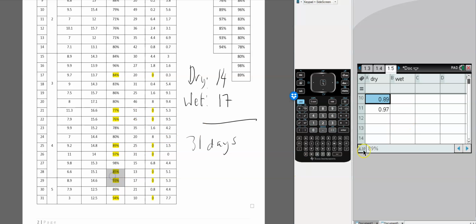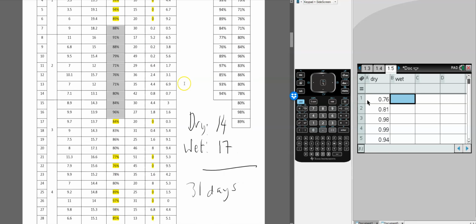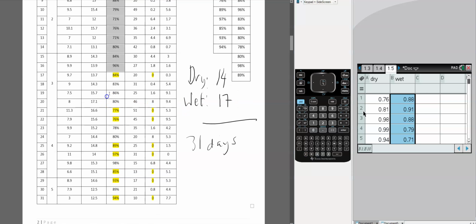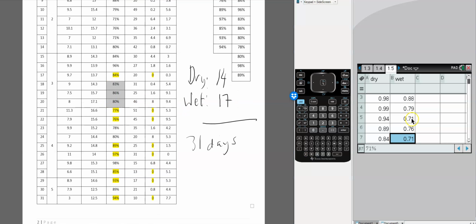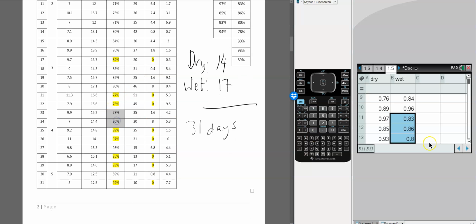And the last 3. And the 14th one is there. Okay, so I've got all my percentages. Now I'm just going to put in the wet days. So the wet days is everything else, so all the other days. And we want to make sure we've got 17. Yes, we will have 17 by the end of this.